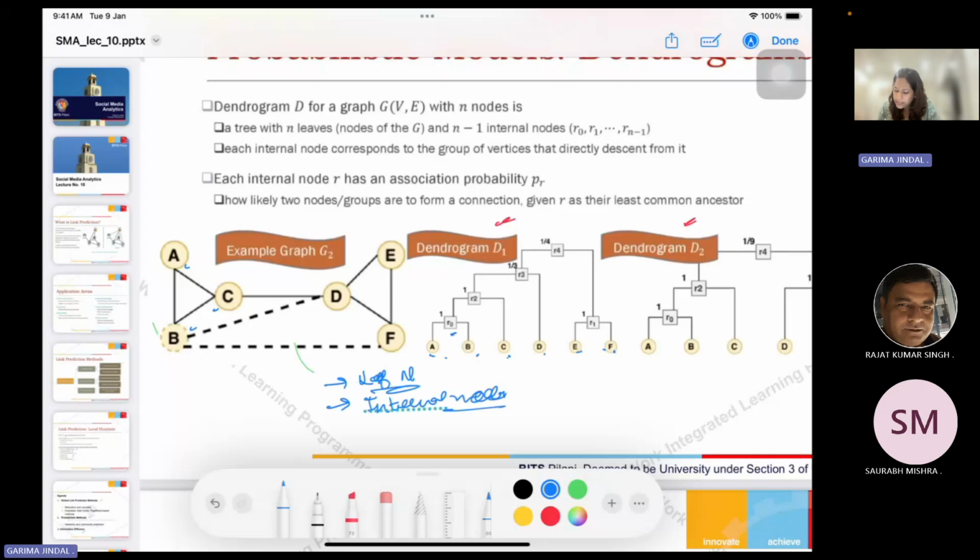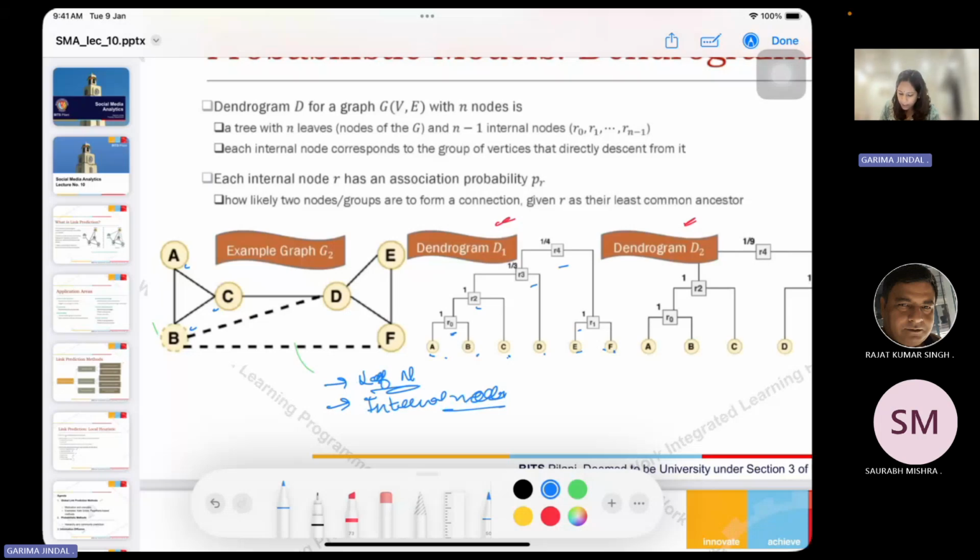These are R1, R2, R3, R4. These are your internal nodes. You can see that internal nodes are not actually there. These are virtual nodes, but they show the hierarchy, or they show how these nodes are being combined at different levels. So the internal nodes are not actually there, but they are virtually present, and they explain the hierarchy in the network.